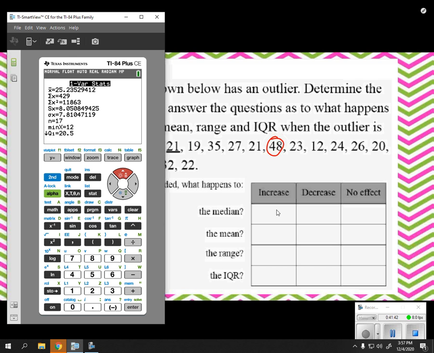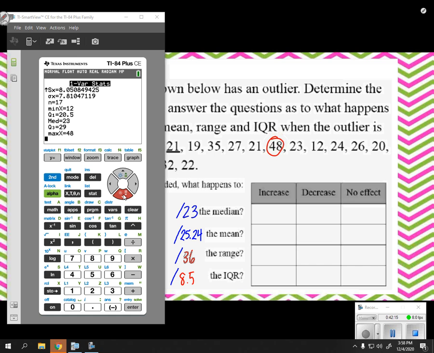So I have the mean, and I'm going to do these little slashes here because I'm going to take it out in a minute. The mean is 25.24. The median is 23. The range is 48 minus 12, which is 36. The IQR is 8.5. Okay, so this is with the outlier.